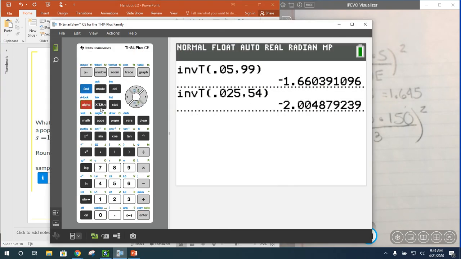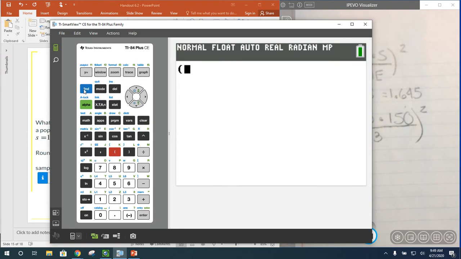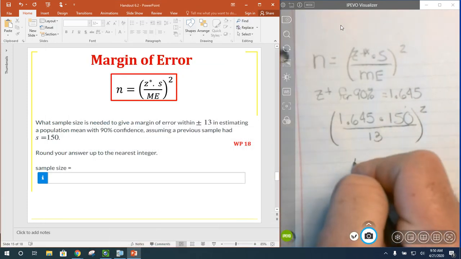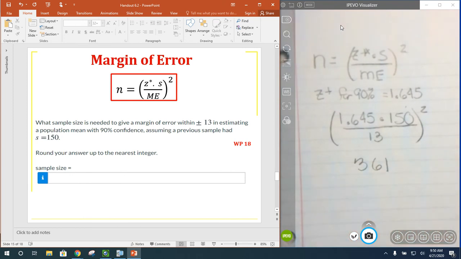So first of all, I need a parenthesis so that I get a fraction. And in that fraction, I need 1.645 multiplied by 150, divided by 13. I need to close my parenthesis and square that value, and I need to round it up to 361, because it said to round up. It didn't just say round, it said round up to the nearest whole integer, 361.